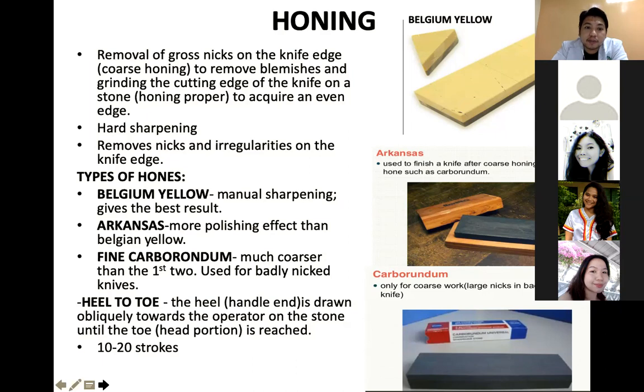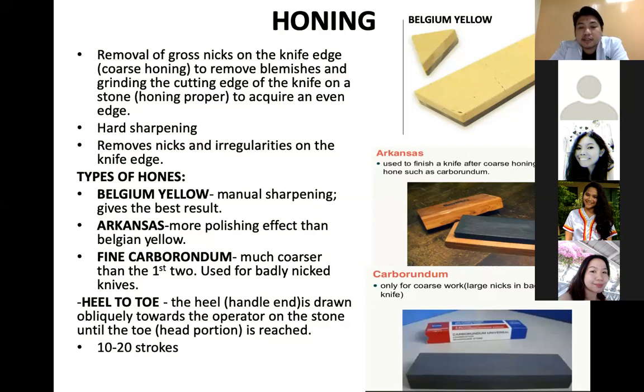So hard sharpening removes nicks and irregularities on the knife edge. So we have three types of hones, okay, used for honing our knife. So first we have the Belgium yellow. Ito siya. Belgium yellow is used for manual sharpening and gives the best result. Next we have the Arkansas. So more polishing effects than Belgian yellow. And then we have the fine carborundum. So much coarser than the first two, used for badly nicked knives.